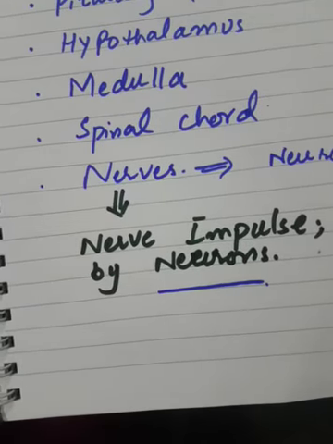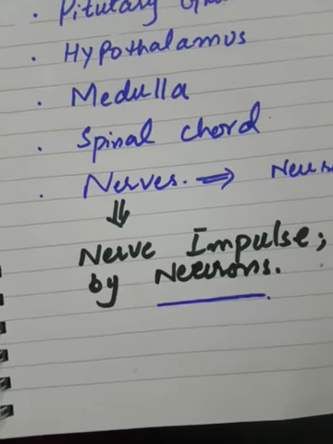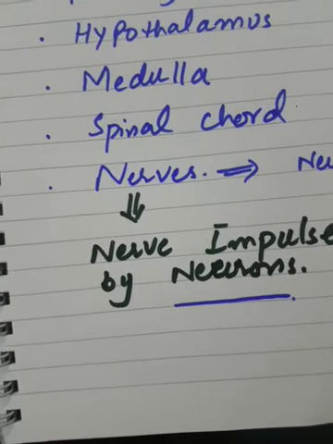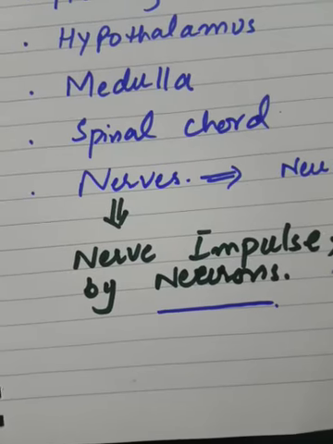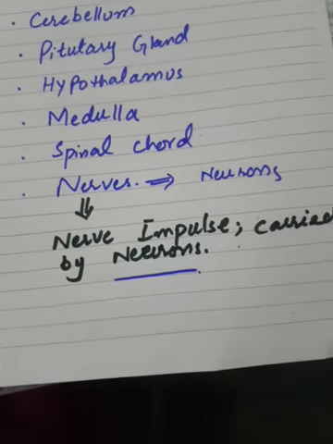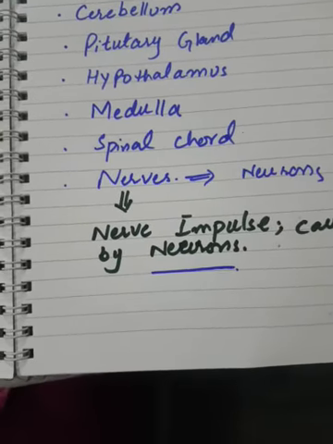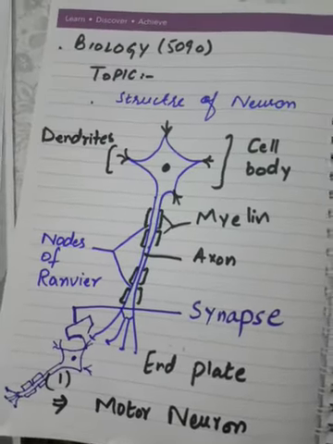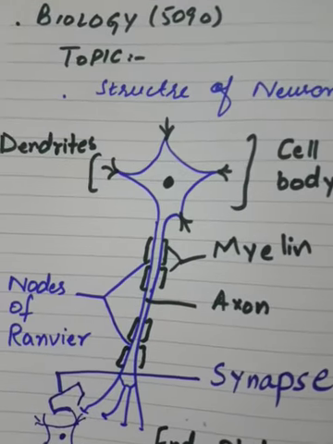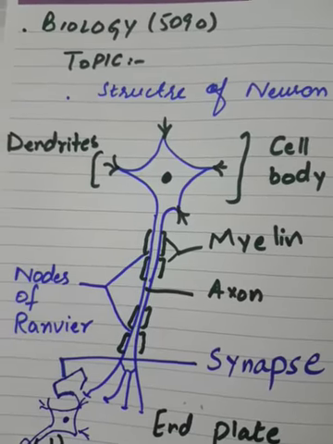Sometimes students write the word "message" from the brain, which is wrong. From now on you should use that the brain sends a nerve impulse, and this nerve impulse travels along neurons or nerves. So today we will be learning about the structure of a neuron. Our today's topic is the structure of a neuron.